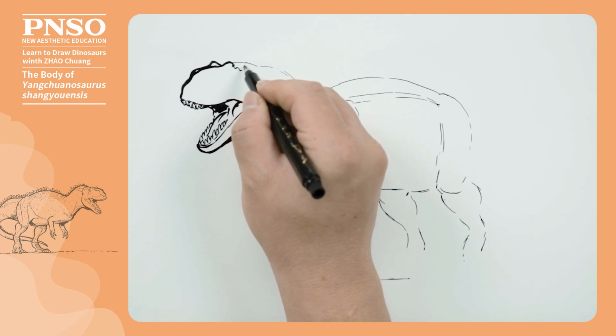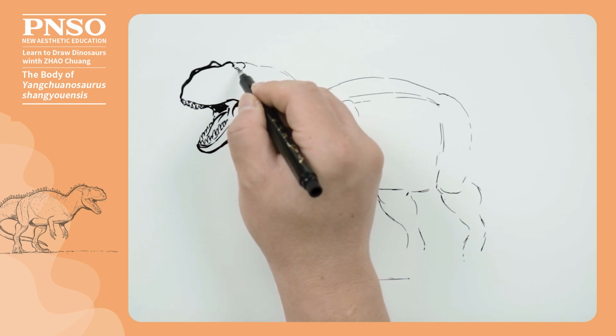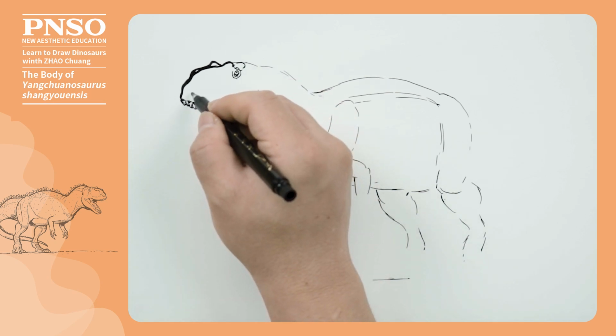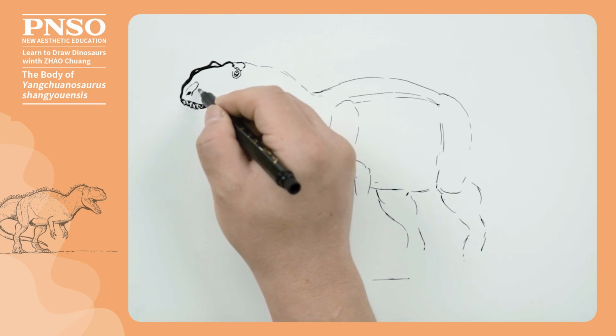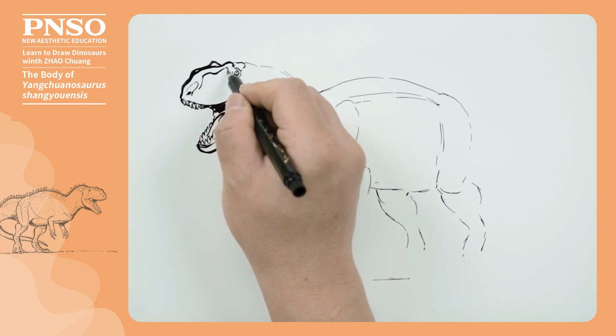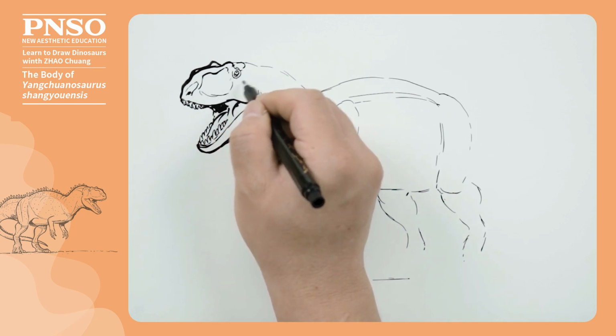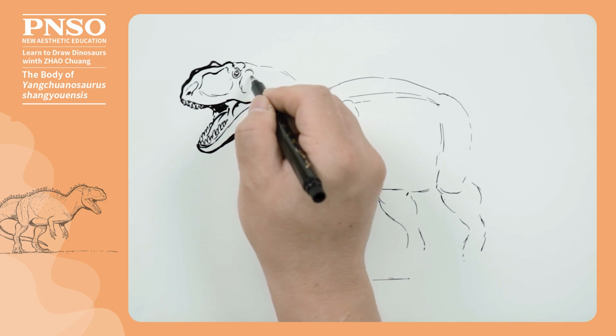In this position, we draw the bony bump above the eye. Then, let's draw the eye socket, and the tiny eye in the middle. Next, we draw its nose, then the nostril. We draw the keratinous structures on the face more clearly, then show its antorbital fenestra, followed by the posterior temporal fenestra.